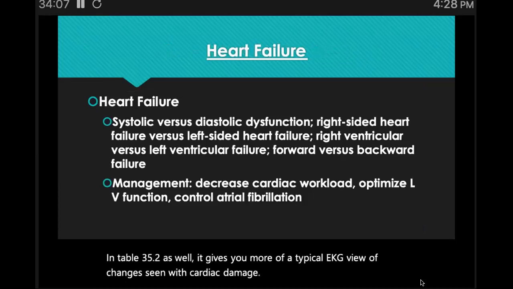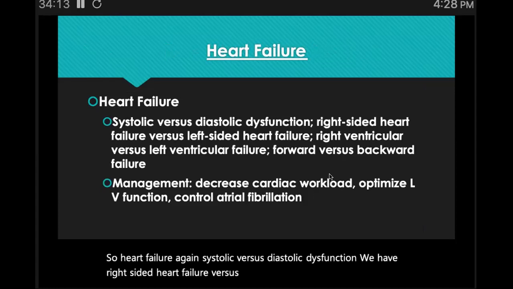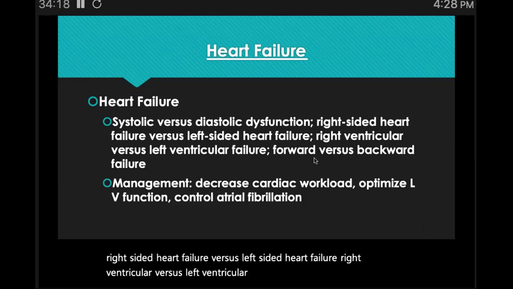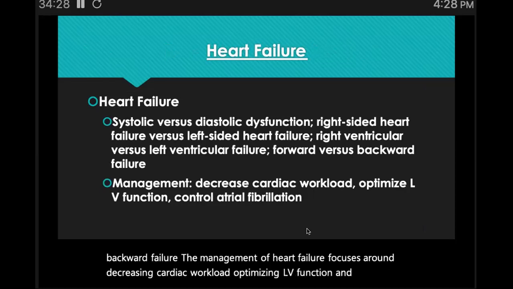So heart failure, again, systolic versus diastolic dysfunction. We have right-sided heart failure versus left-sided heart failure, right ventricular versus left ventricular failure, and forward versus backward failure. The management of heart failure focuses around decreasing cardiac workload, optimizing LV function, and controlling any atrial fibrillation.